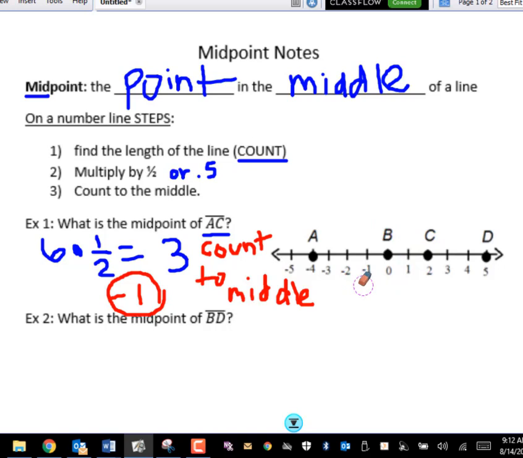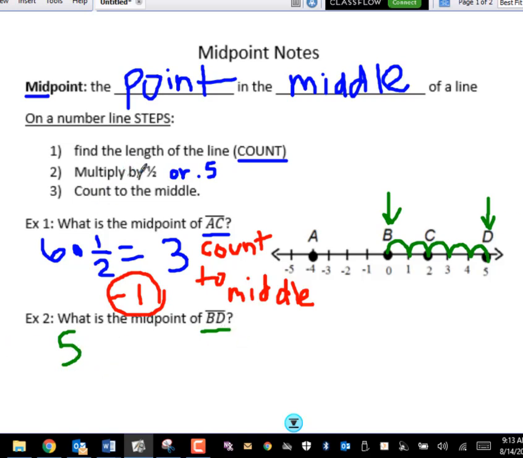Okay. So you count, you multiply by half because we only want to go halfway, and then you count that many. So here we go. Next one. What is the midpoint of BD? So I got to find B and D. Here's B. Here's D. My first step, starting back up there. Count. We are counting from B to D. I don't start counting until I move away from B. So here we go. 1, 2, 3, 4, 5. So the length from B to D is 5 spaces.